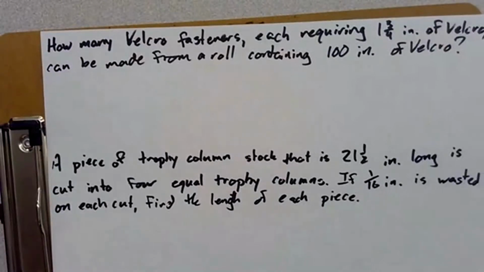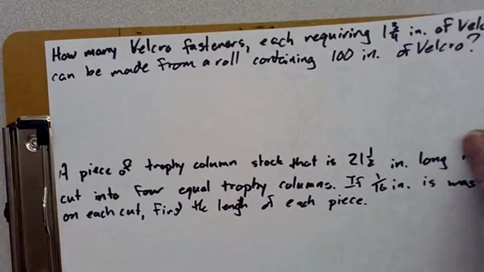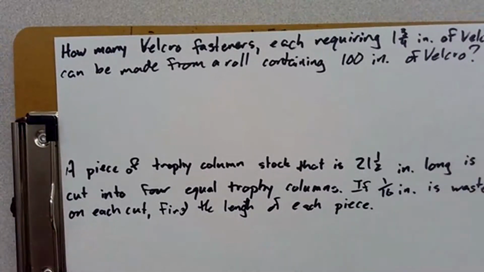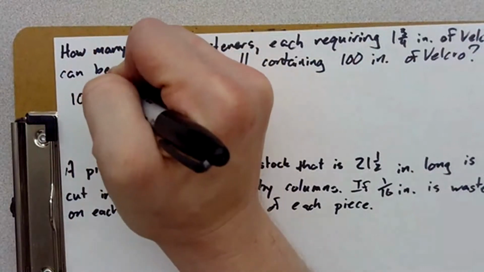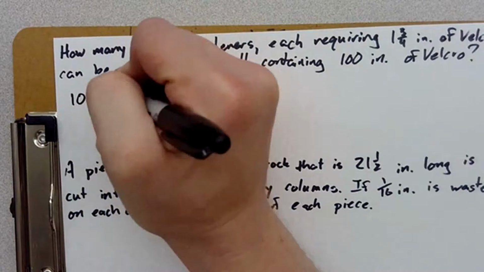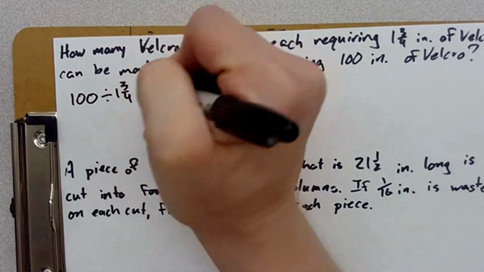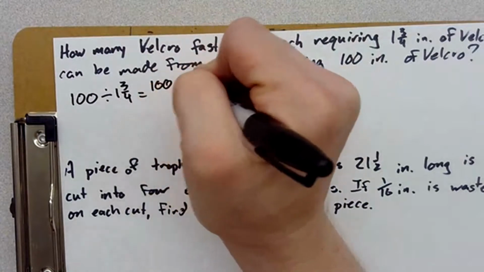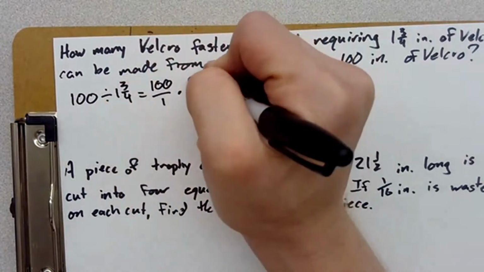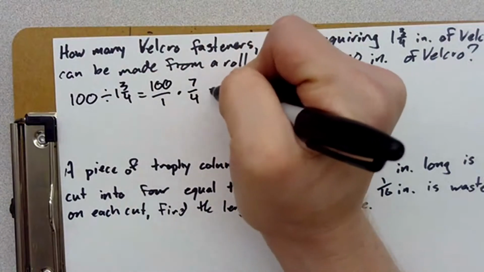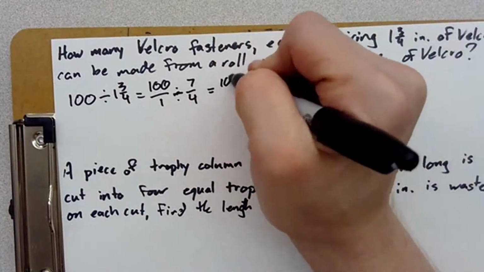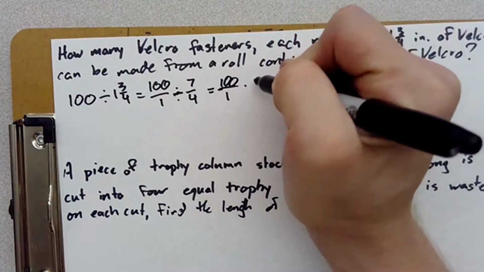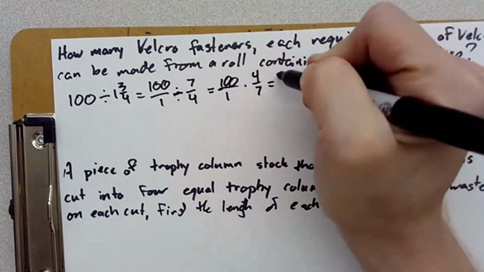Next, how many Velcro fasteners, each requiring 1 3/4 inches of Velcro, can be made from a roll containing 100 inches of Velcro? Okay, so 100 inches divided by 1 3/4 inches, we can rewrite that as 100/1 divided by 7/4, which is the same as 100/1 times 4/7. Okay, well that's 400/7.